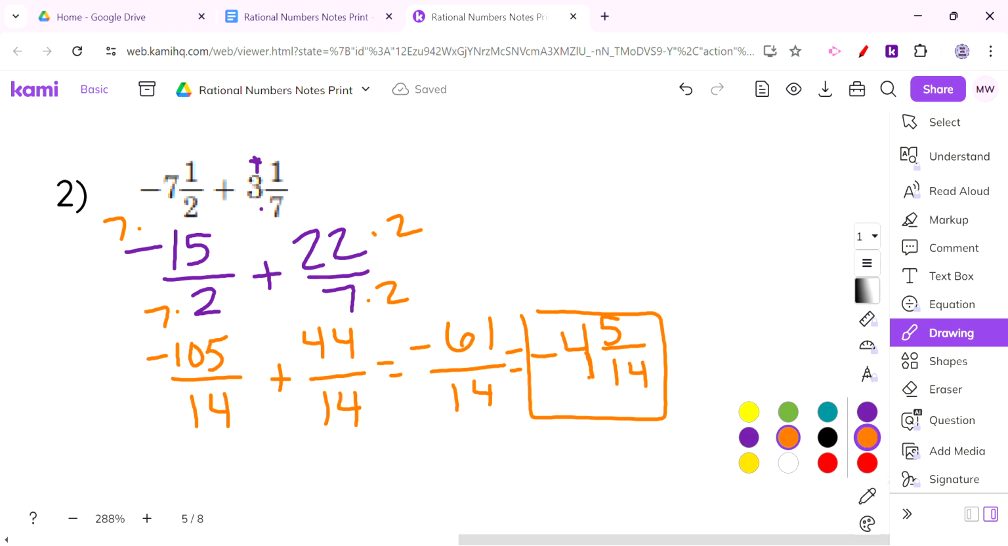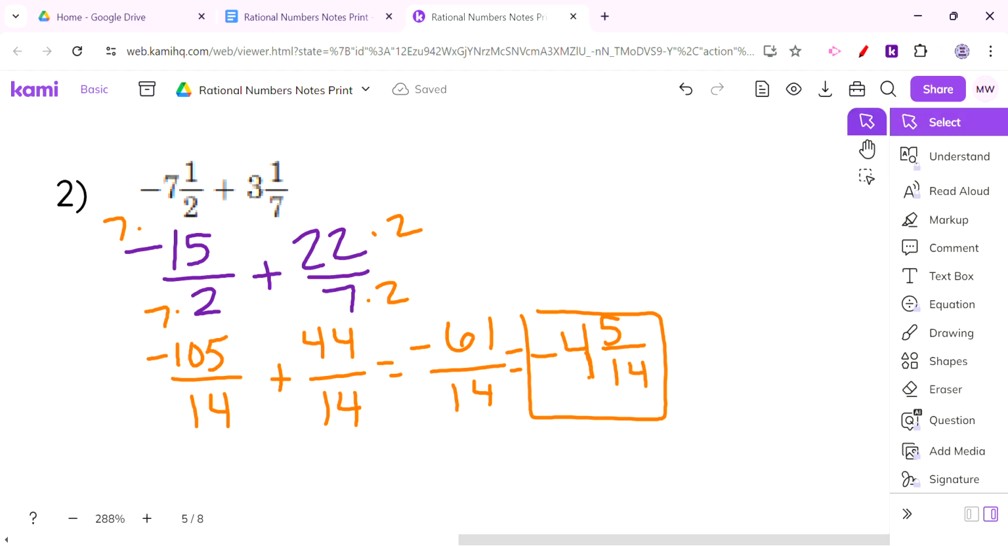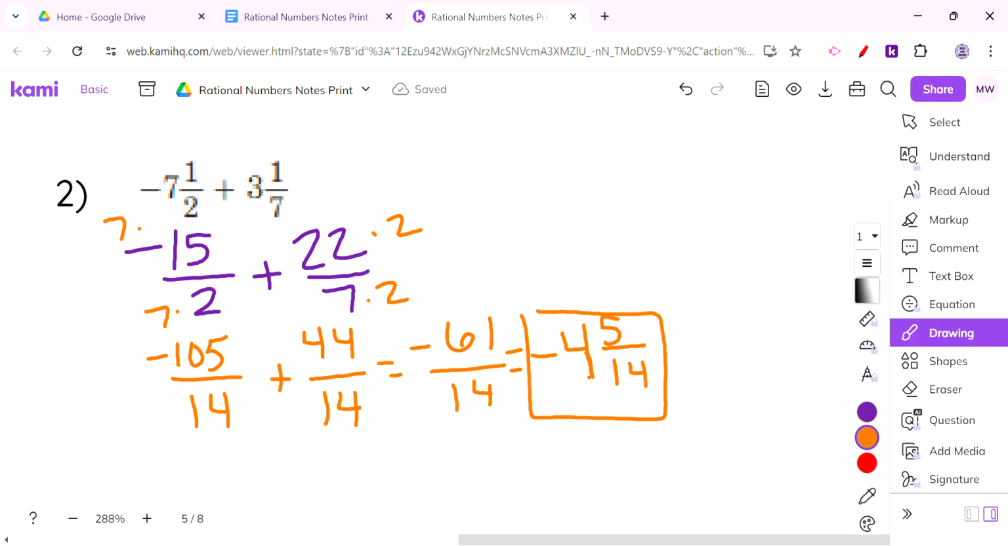Now, I accidentally skipped the first step, which was to estimate, right, that optional step. So I'm actually going to do that now at the end. So this -7.5 can round to be about -8. And this 3 1/7 can round to be about 3. And now when you do this, -8 plus 3 gets you -5.